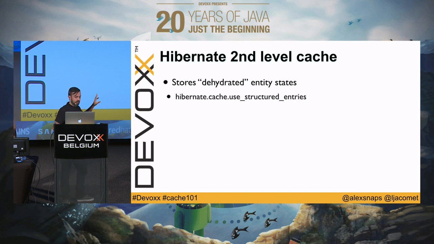It has this Hibernate cache use structured entries thing that lets you actually store stuff as a map, so that's useful if you want to debug things that maybe don't work the way that you believe they should and involve caching. Make sure you never go in production with that, though, because this is not the smartest way to do the caching. So it comes with four strategies.